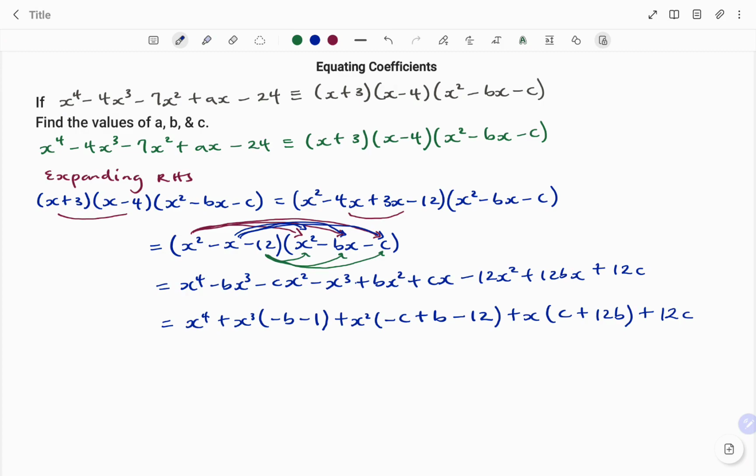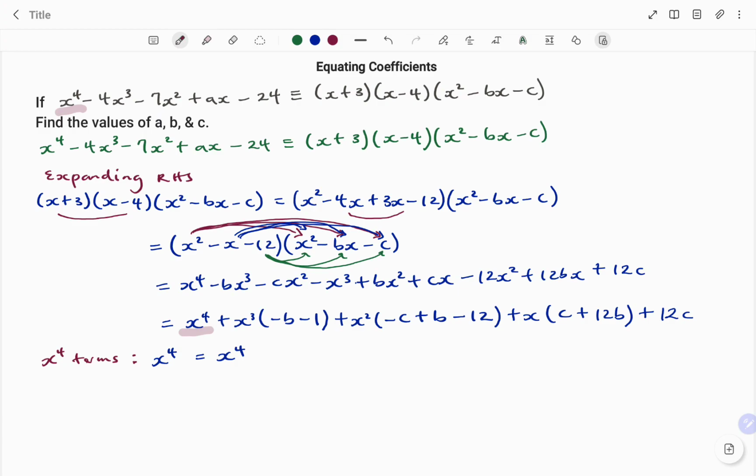So therefore, going back to the first part of the question, we have x⁴ minus 4x³ minus 7x² plus ax minus 24. I'm correcting myself. So starting with terms in x⁴, we have x⁴ equals x⁴.